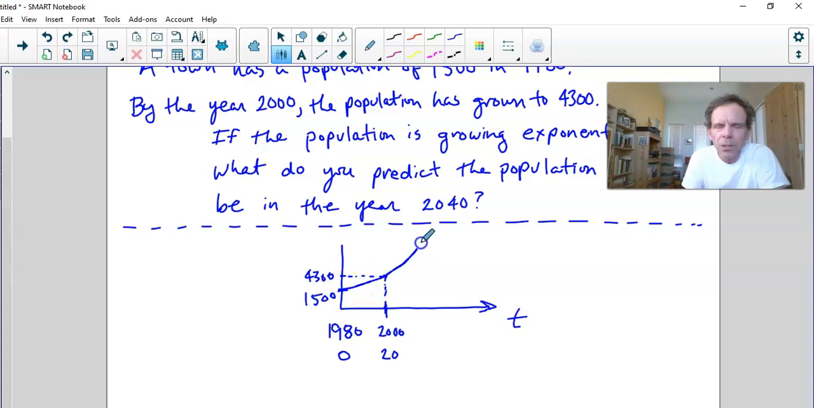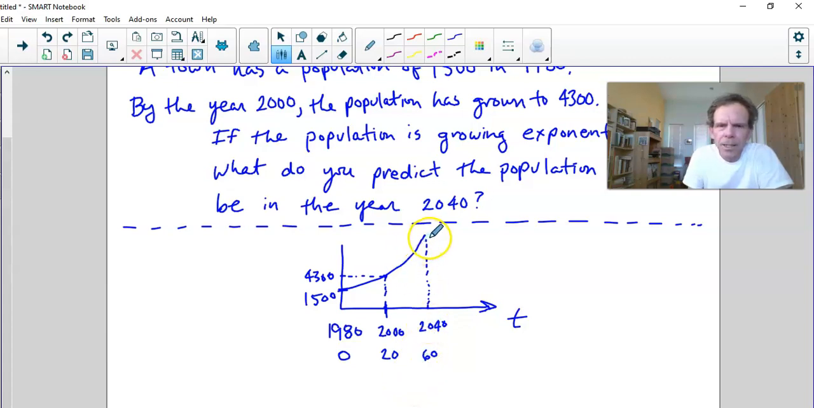We imagine this population is going up exponentially, so it's ramping up. It's not just a flat line. And later on, again not to scale, this is supposed to be the year 2040 when we want the population. How many years is that after 1980? I think that's 60 years after 1980.